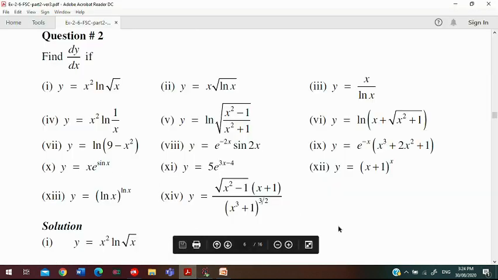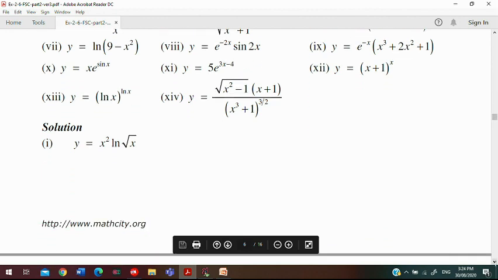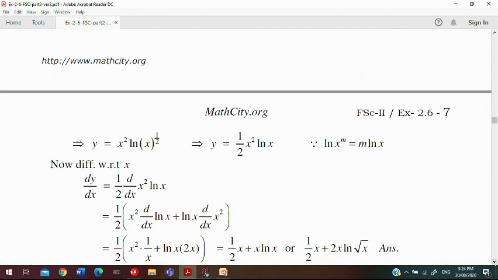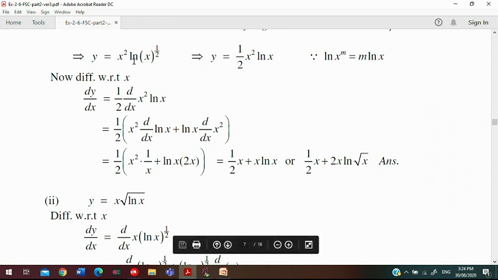Now you can see here the first part of question number 2, x square into log of x. You can see it's the product of two functions, x square and log of x. So instead of writing a log of under root x, we can write it as 1 by 2, which will make our calculations easy. So now we start differentiation. dy by dx is equal to 1 by 2 d by dx of x and log of x.